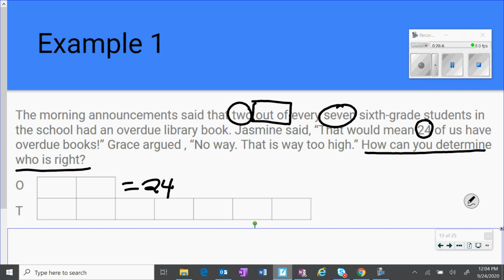With that information right there, you should be able to find the ratio constant. Does everybody see that? Okay, so find your ratio constant, fill in the blocks, and then give us the ratio, and then see if you can determine who's right. Is it Jasmine or is it Grace?